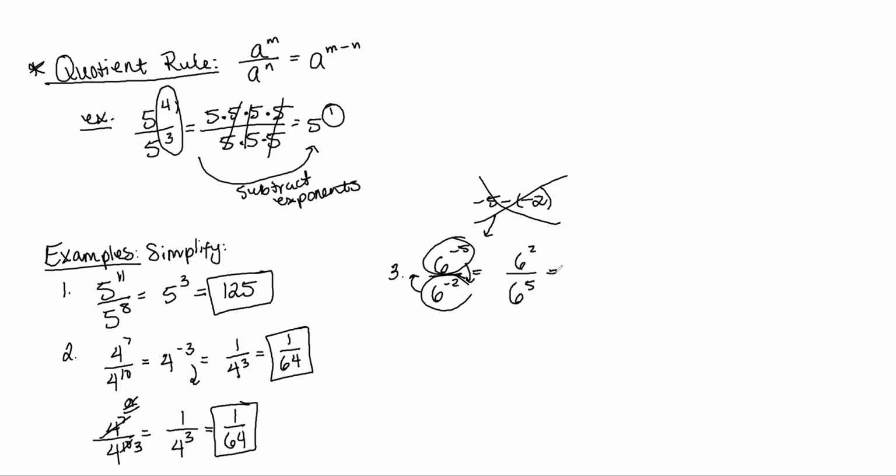And now we can subtract, so we can use our quotient rule like we did here, or we can cancel the terms out. I'm going to go ahead and cancel. So 6 to the positive 2nd and 6 to the 5th. So we have 2 up here, 5 down here. So we can get rid of the 2 on top. And if we get rid of 2 on the bottom, we're left with 3. So on top we have a 1, on the bottom we have 6 cubed. And then 6 cubed is going to give us 216. So 1 over 216.